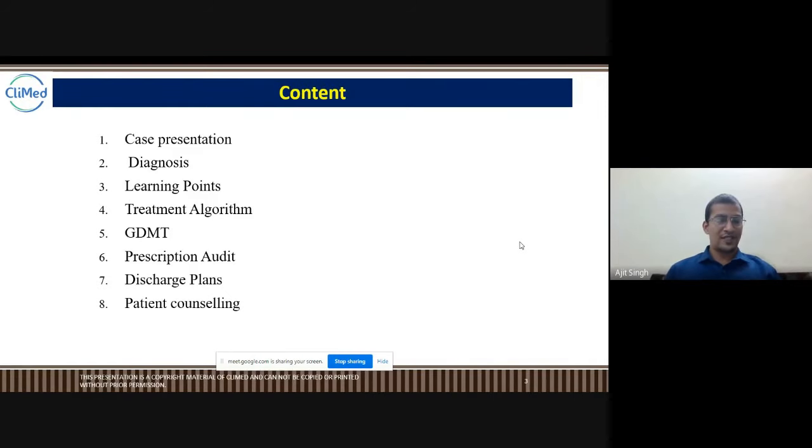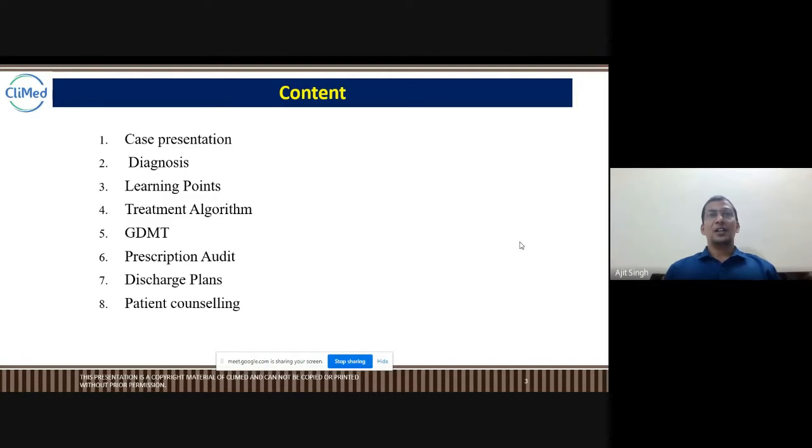As you can see in the content, I'll present you the case. We'll learn about the diagnosis and differential diagnosis. We'll tell you the different learning points, the treatment algorithm, guidelines, directed medical therapy, prescription audit, discharge plans, patient counseling, and everything. Today I'll be covering the discharge plans and patient counseling only briefly, not completely. In the clinical internship you will get the whole thing in the slides and in the class, but today I'll be covering these things verbally for 2 to 3 minutes, not completely.